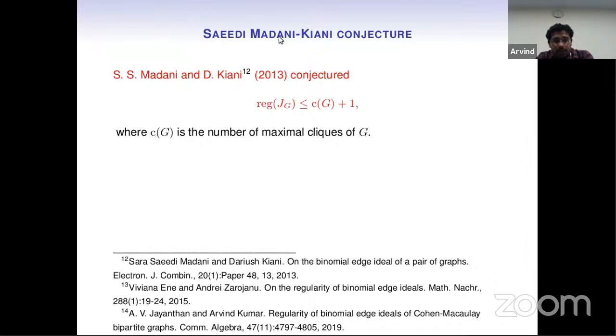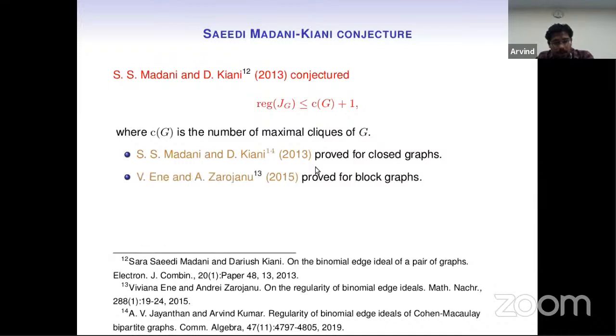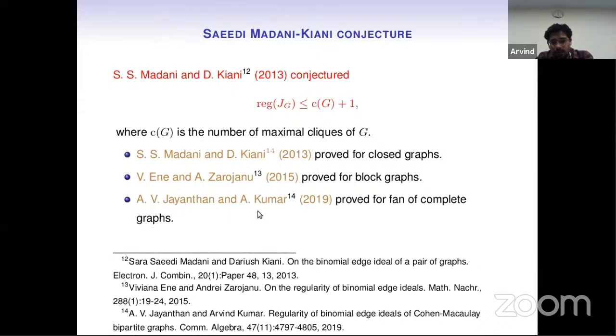Saeedi Madani and Kiani conjectured that regularity of JG is bounded over by CG plus 1. So here CG is the number of maximal cliques of G. And in the same paper, they proved this conjecture for closed graphs. Okay, after that, Anne and Jarajanu proved this conjecture for block graphs. And Jantan and myself proved this conjecture for fans of complete graphs. So in all these cases, closed graphs, block graphs, and fans of complete graphs are all subclasses of the chordal graphs.